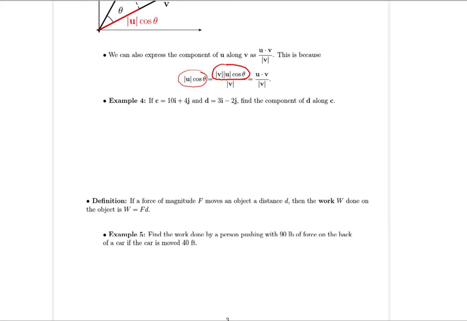I should have drawn some axes in here because I think it's really important to draw what we have going on, so we're going to do that. Let's first just graph these. We have 10, 4. So 1, 2, 3, 4, 5, 6, 7, 8, 9, 10, and 1, 2, 3, 4. So we've got this vector here, that's the vector C. And then we have the vector D, which is 3, negative 2. So that puts us right there.